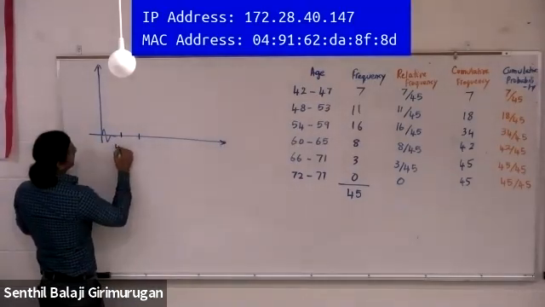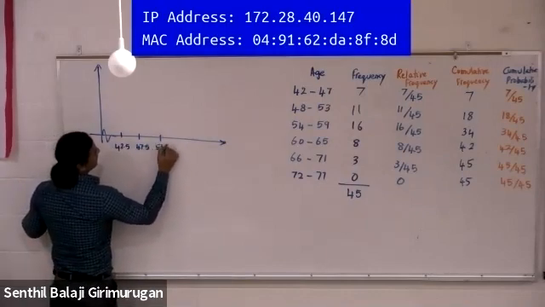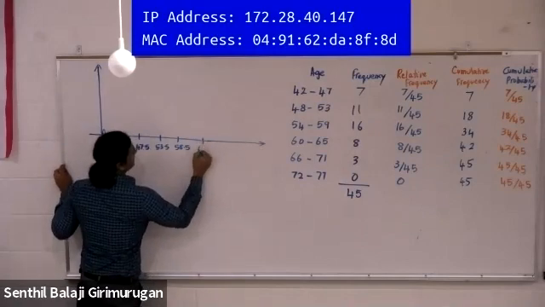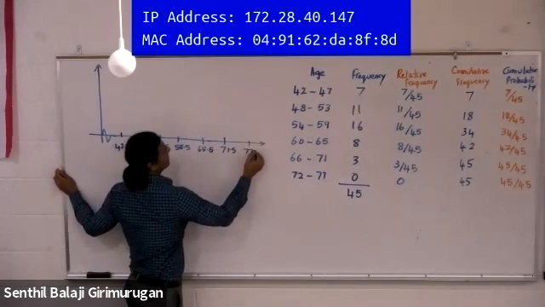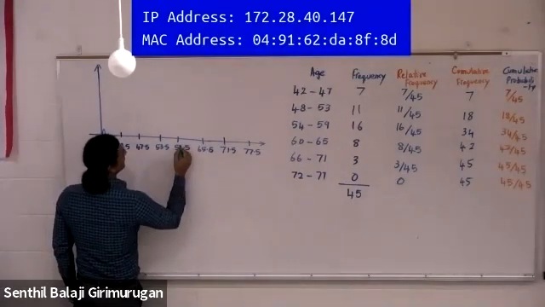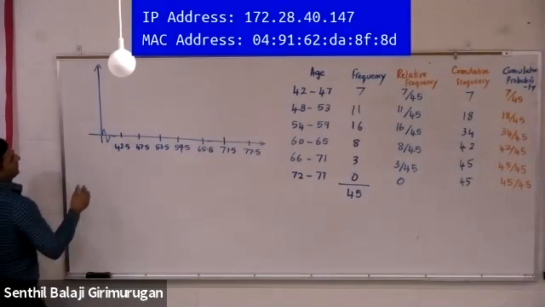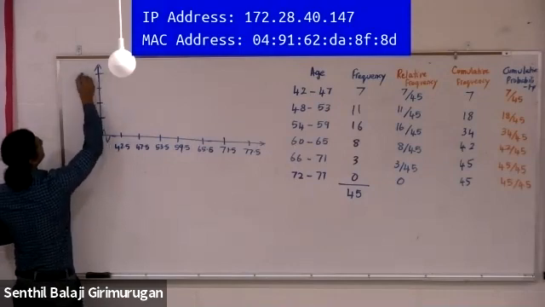Boundaries. So 42.5, 47.5, 53.5, 58.5, 65.5, 71.5, 77. Yeah, I just wanted to make sure you guys paid attention. That's my excuse. 5, 10, 15, 20.